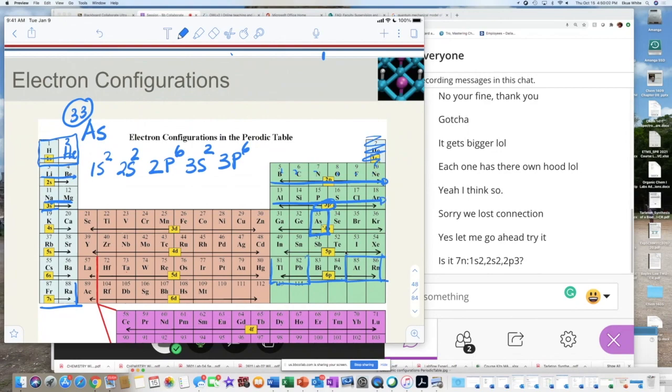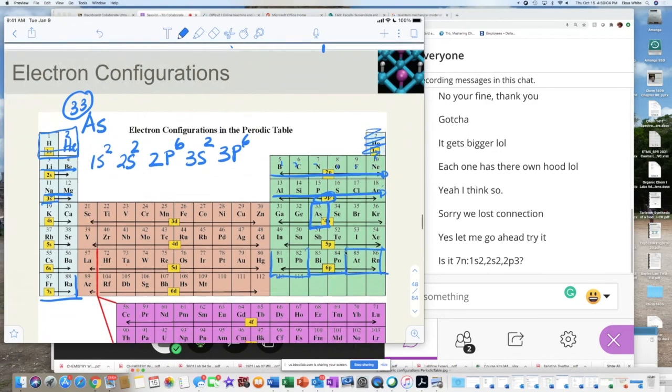I am now at argon, right? And instead of panicking, I can just check. 2 plus 2 plus 2, that's 10 right here. 2 plus 6, 8. So I have already placed 18 electrons, so I'm nowhere near the end. I thought I skipped something. When I'm here, I've placed 18 electrons. I have to go through energy level 4.